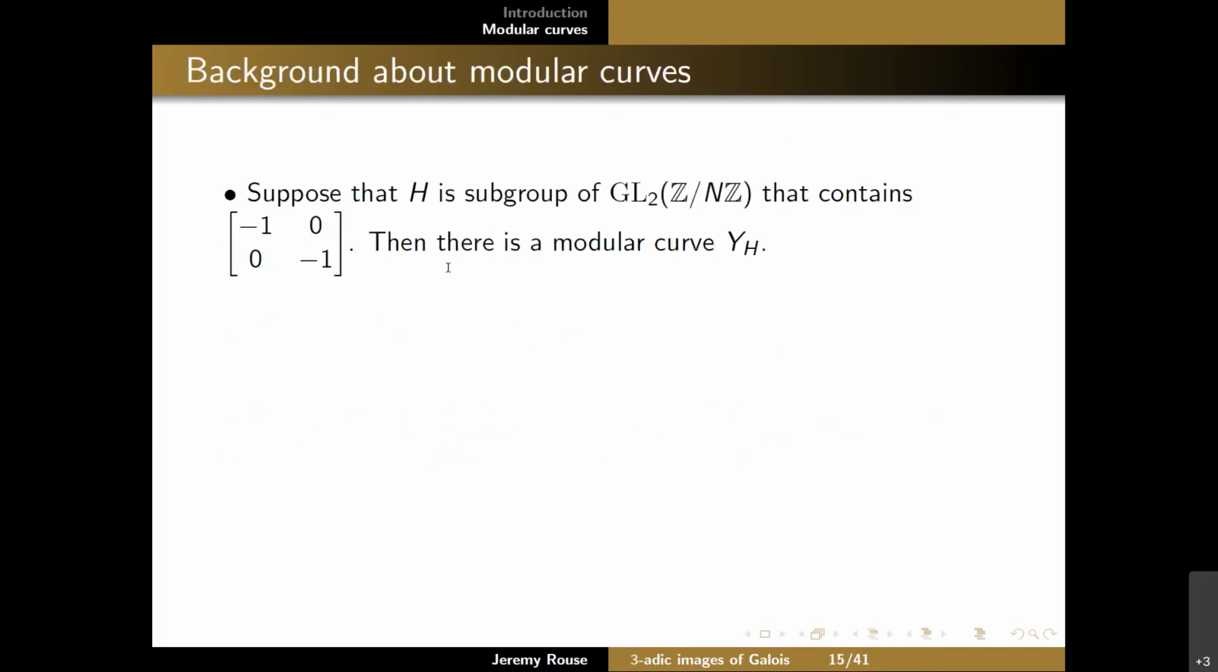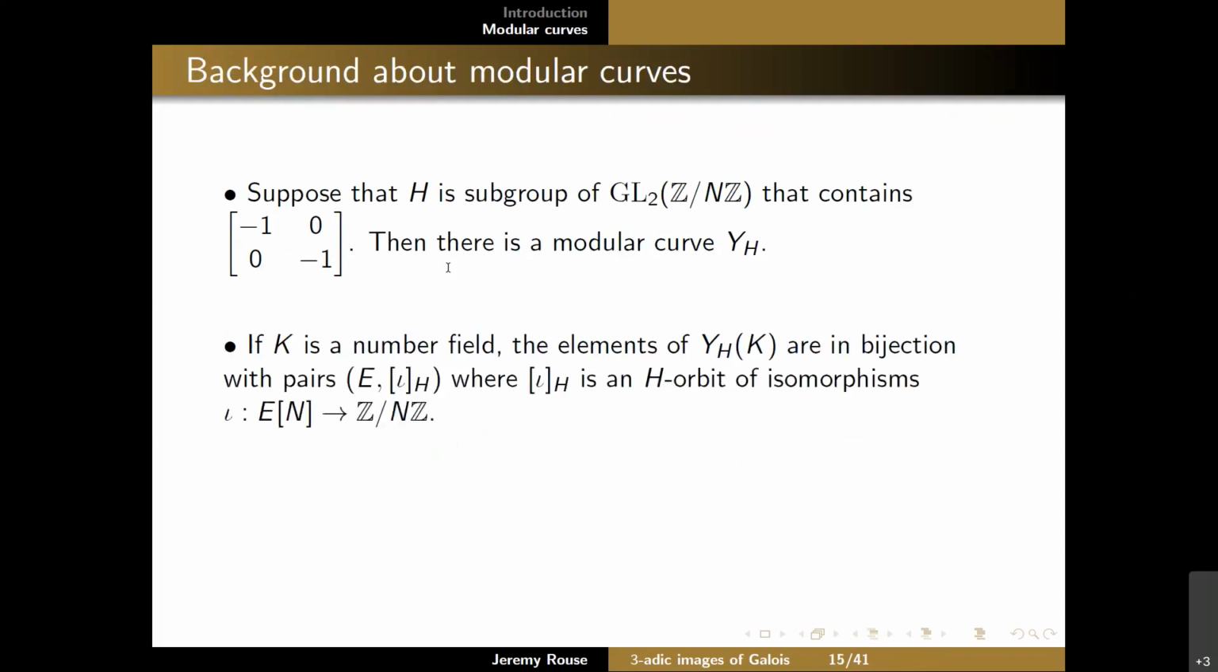So I'm going to fix a subgroup H of GL2(Z/NZ) that contains minus the identity. The situation is a little bit more complicated for subgroups that don't contain minus the identity. But associated to this subgroup H, there's a modular curve Y_H. And I want to say a little bit more about this. So if K is a number field, the elements of Y_H(K) are in bijection with pairs: elliptic curves, and H orbits of isomorphisms between E[N] and (Z/NZ) squared.